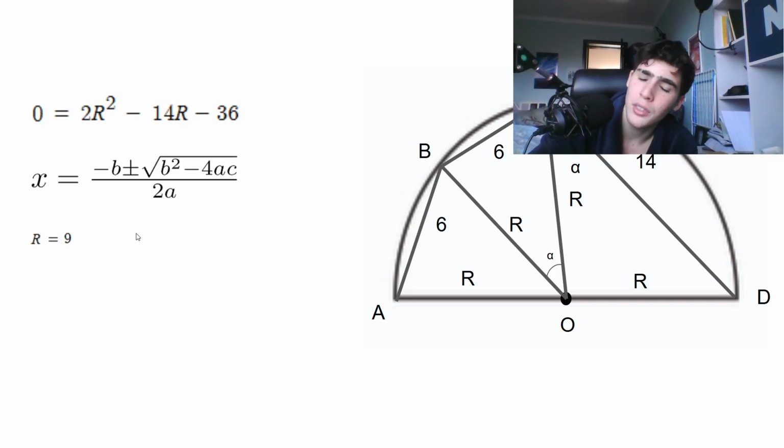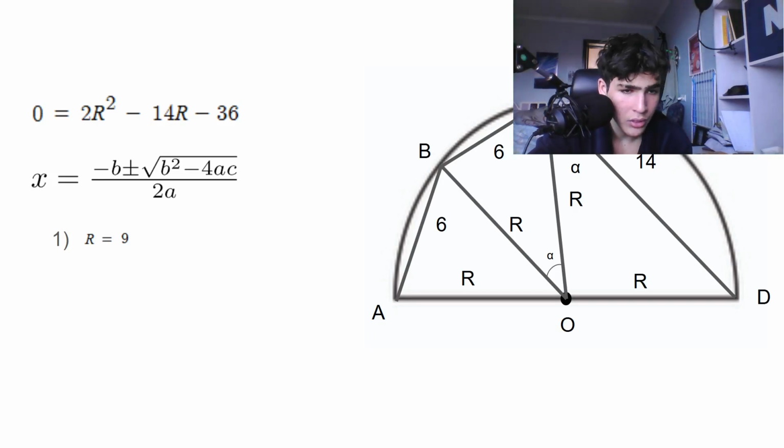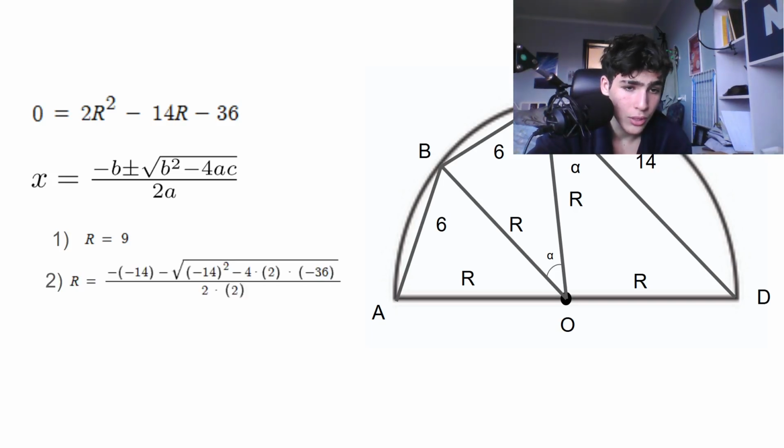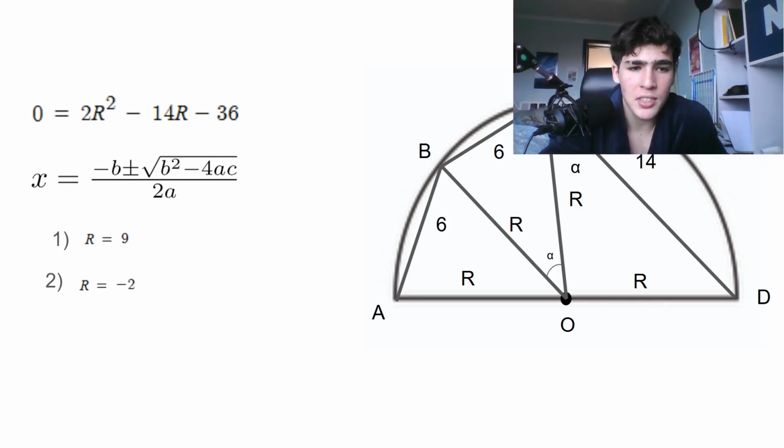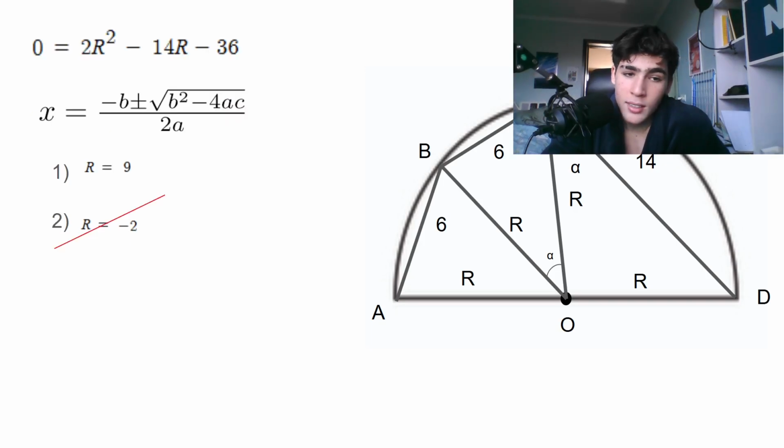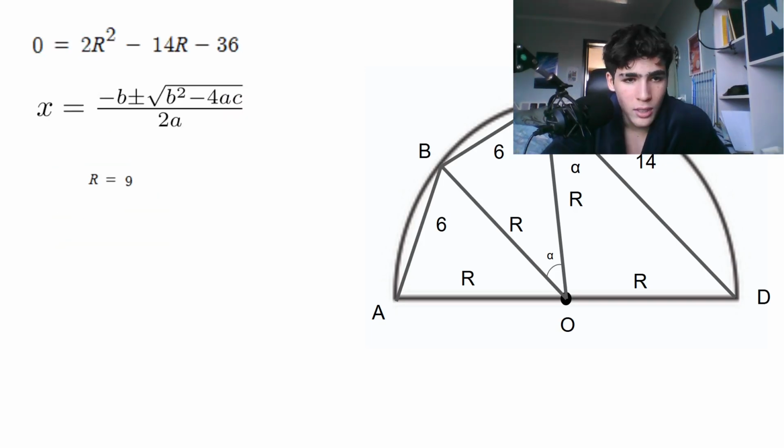Now what happens in the second solution, you may ask? Well, let's figure it out. Let's label this as the first solution, and let's go to the second solution. And instead of plus here, there's a minus. We plug in the same things in the same places, and this will actually give us minus 2. And the length of a side, or any geometrical figure, can't be a negative number, because a length of a thing is an absolute value of a number. Therefore, minus 2 isn't a solution. This is not correct. So the only solution we have is radius equals 9.